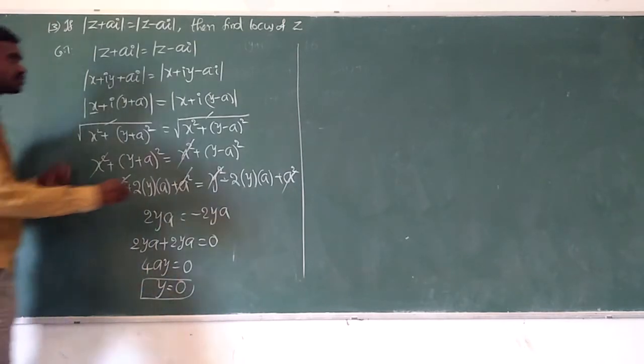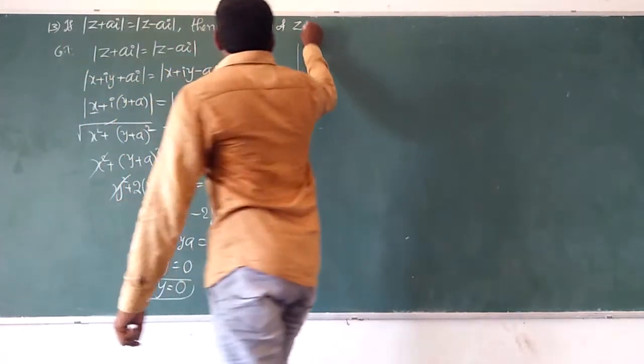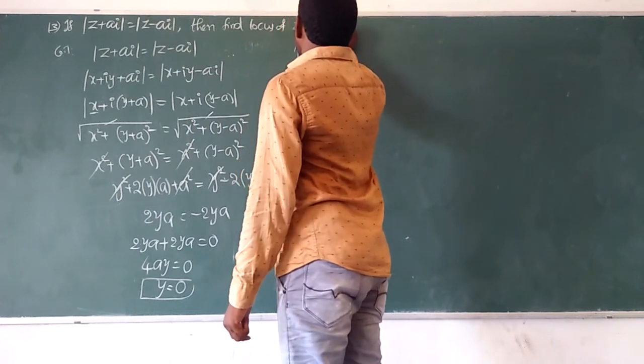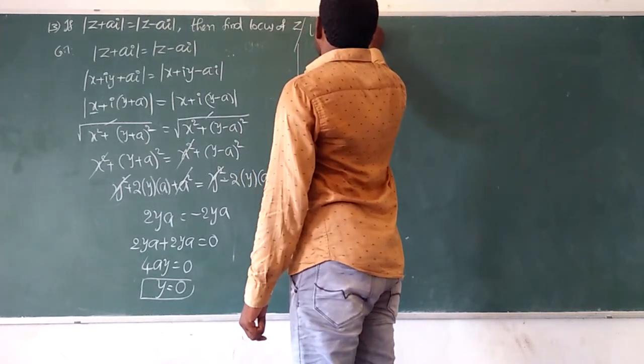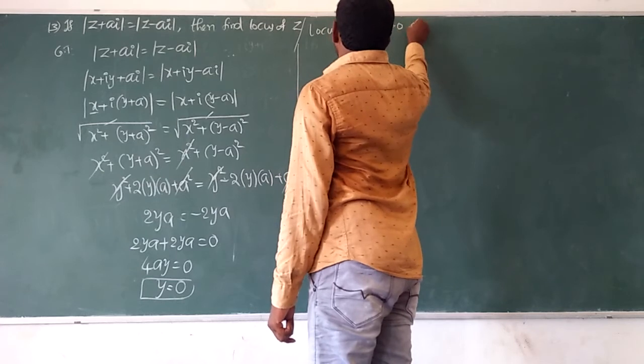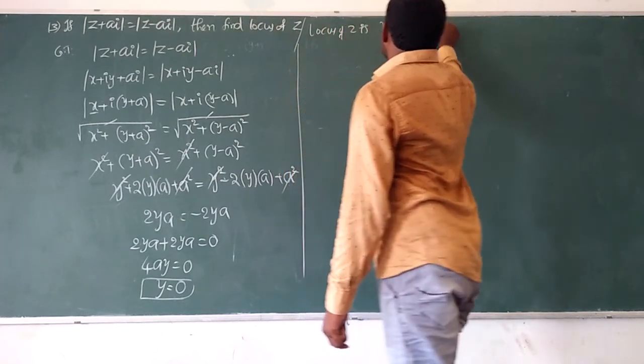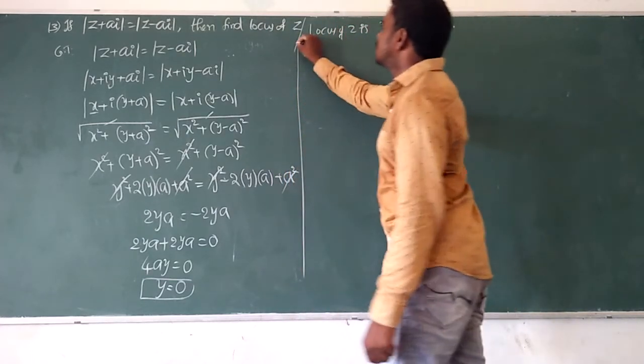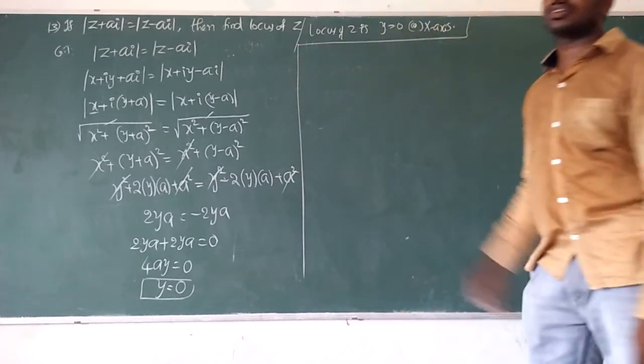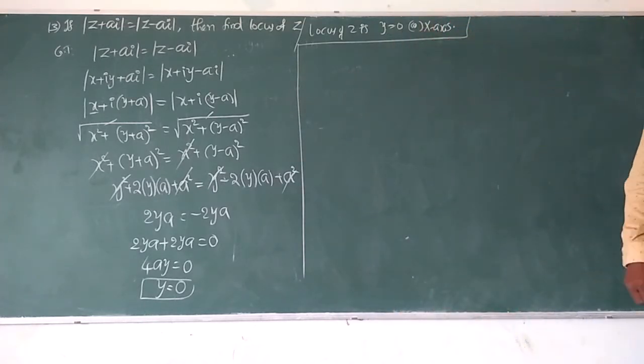So we can write, therefore, the locus of z is y equal to 0, or you can write x axis. So this is the 13th question solution. Okay?